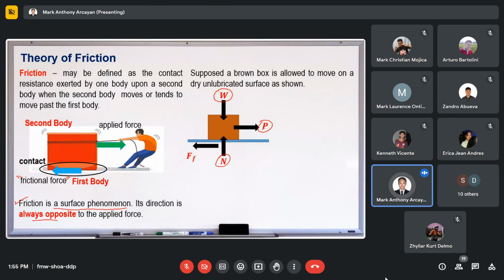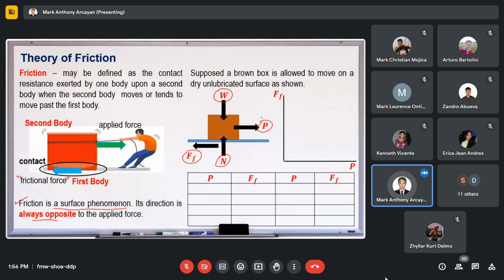Then, once mag-apply ka og force P, mag-expect gud ka since there's a surface contact between our brown box and our dry tapos unlubricated pa gyud nga surface. So mag-expect ni ana. Okay? So kanang resisting force mao na siya ato ang frictional force denoted by F sub F. That's our frictional force. Now, let's say ato i-graph. I-graph nato ang frictional force F_F diri sa vertical nga axis versus the applied force P at the horizontal axis. And then naa tay table diri.